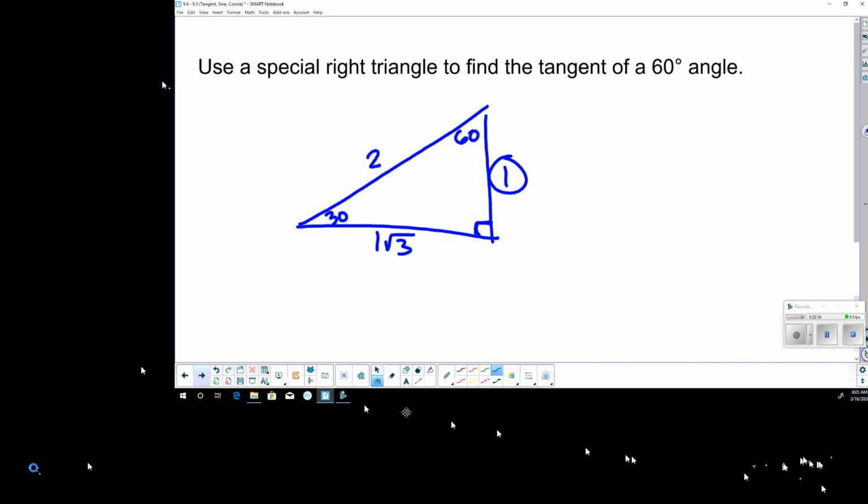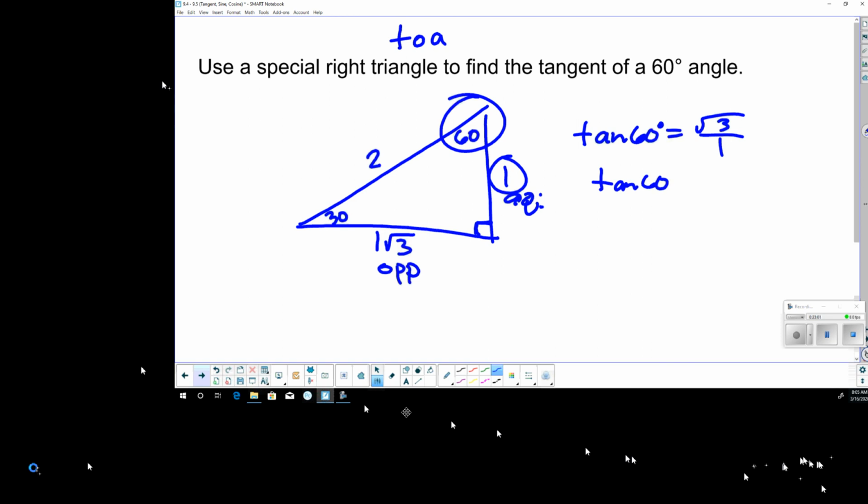Okay, it wants me to find the tangent of a 60-degree angle. So here's my 60-degree angle up here. Remember, tangent is the TOA. So tangent is opposite over adjacent. So I take the opposite side, which is right here, square root of 3, over the adjacent side, which is right here, which is 1. And there's my answer. The tangent of 60 degrees is equal to the square root of 3. So we can evaluate sine, cosine, and tangent of those special right triangles without even having it. We can draw our own triangle and we can find the lengths of those sides.